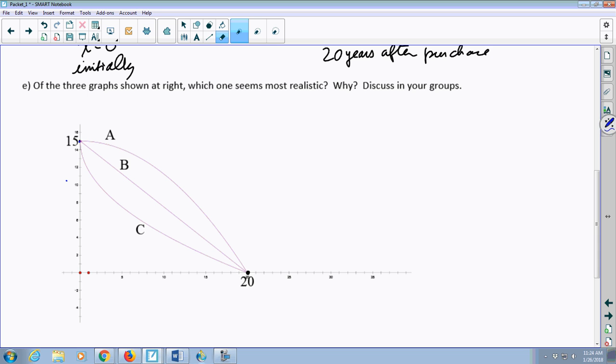Yeah, we're talking about reality. If you only use the initial value and when it's worthless, that's the line that connects them. What can you tell me about the value of the car in B? It decreases at a steady rate, right? And we know that doesn't happen.